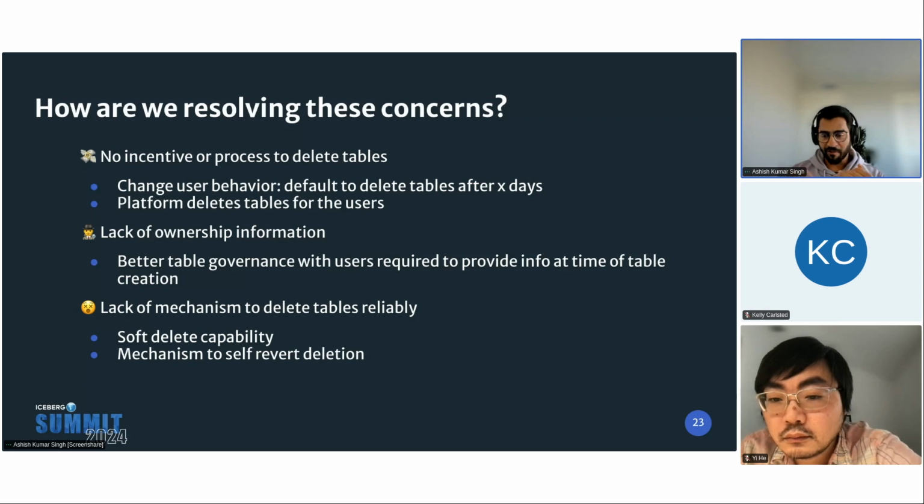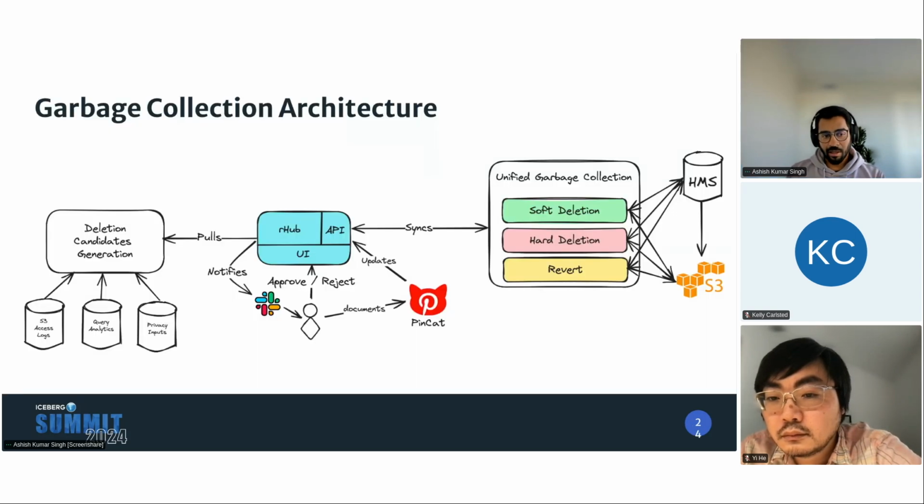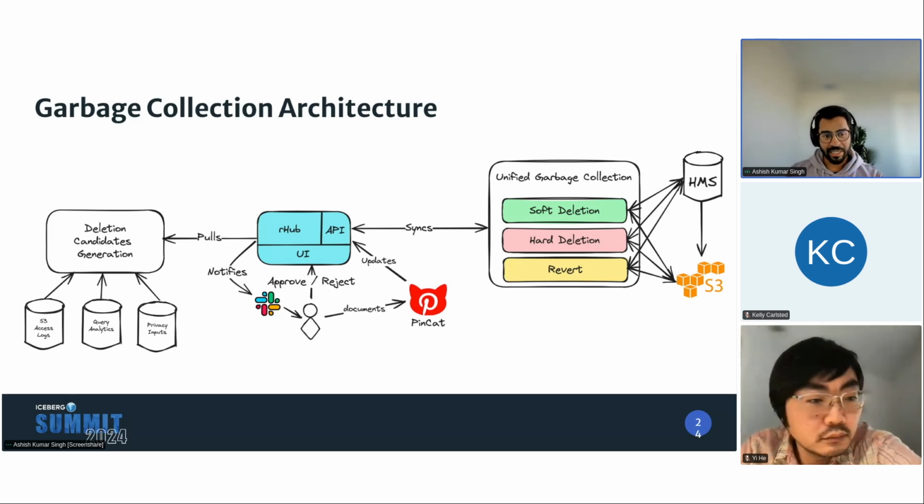We added soft deletion mechanisms where we first soft delete, and if the user wants to revert the deletion, they can request a deletion reversal. So this built a very confident mechanism that we can use to delete, even in cases where we are not sure if we can delete the data or not. This is a very high level garbage collection architecture, but essentially it provides soft deletion, hard deletion, and revert capabilities.